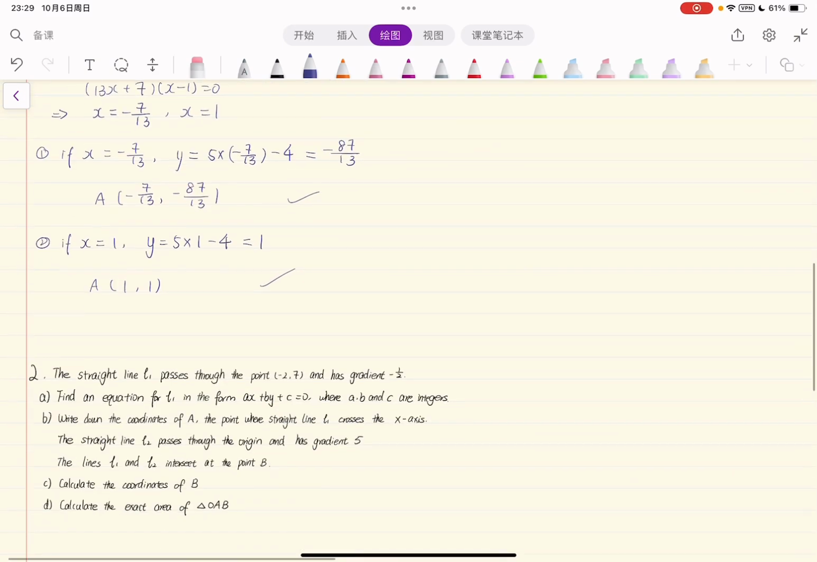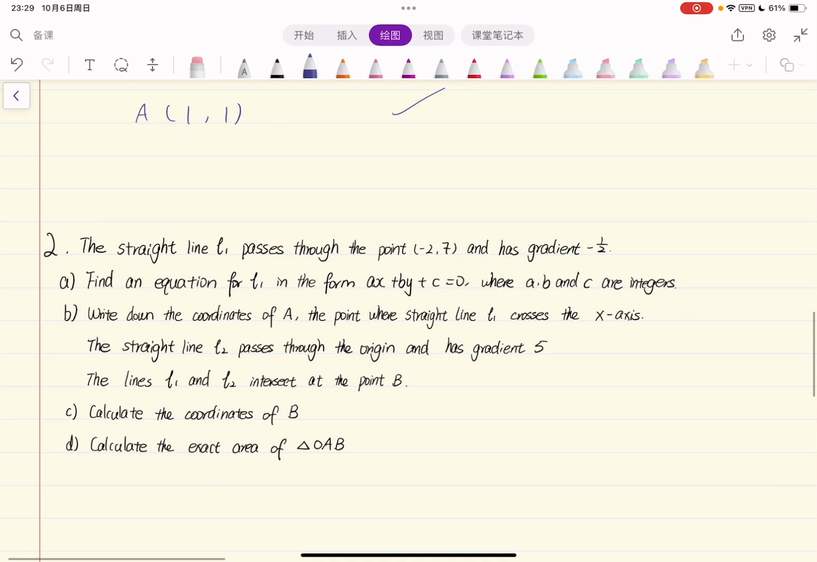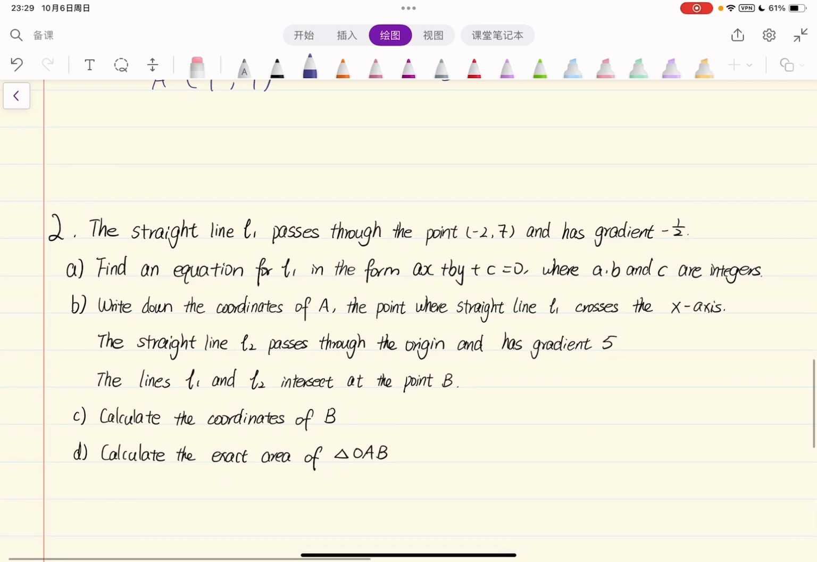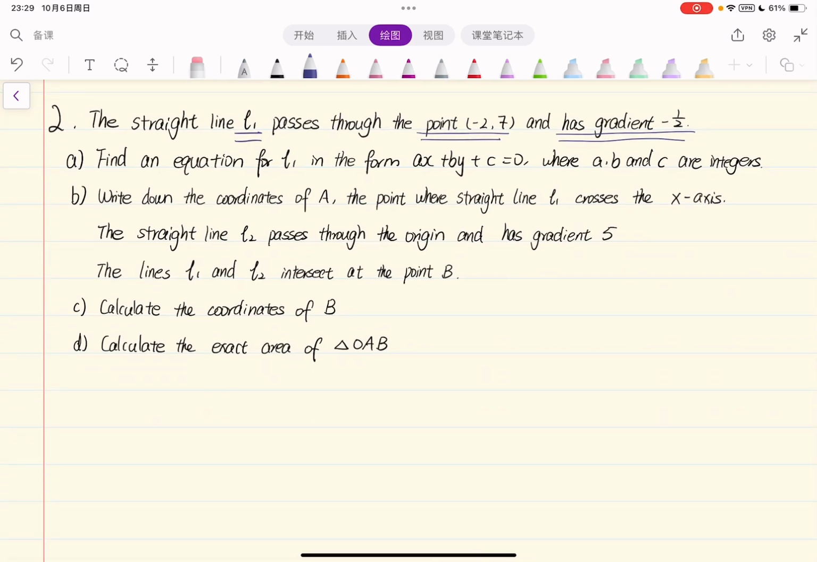Now, look at the second question. There is a straight line L1 that passes through the point (-2, 7) and has gradient minus half. From this condition, we can write the equation for L1. Part A also asks you to find an equation for L1, but in the form ax + by + c = 0.